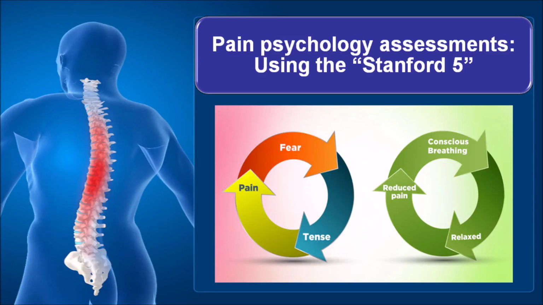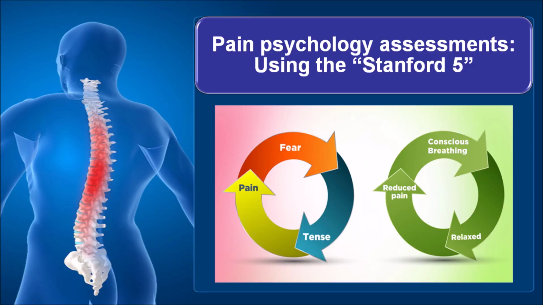This video will describe ways to improve pain psychology assessments using a set of patient-centered questions called the Stanford 5. The Stanford 5 questions were originally developed by Dr. Sean Mackey's team at the Stanford Pain Management Center as a means of helping physicians better understand their patients' perspectives about their pain conditions. These 5 questions inquire about how the patient conceptualizes their pain, how they feel their pain impacts them, their primary treatment goals, and ask about their preferred forms of treatment.